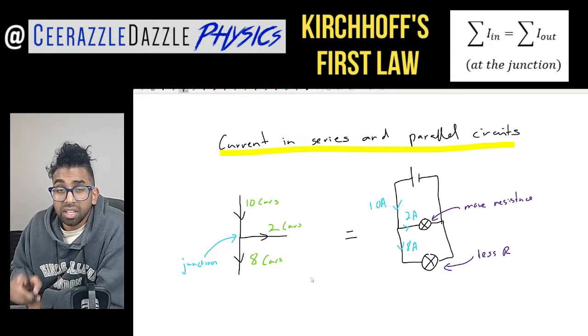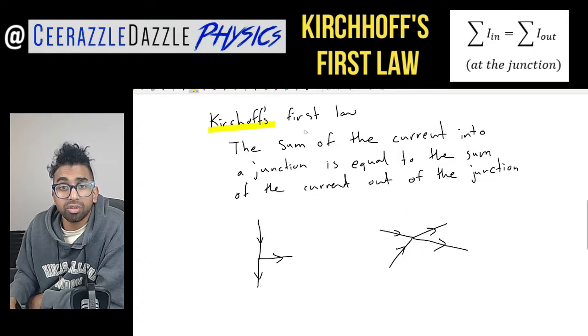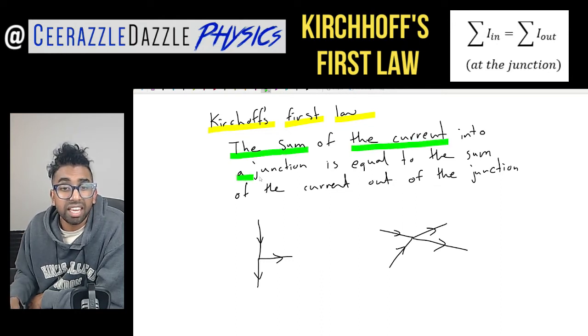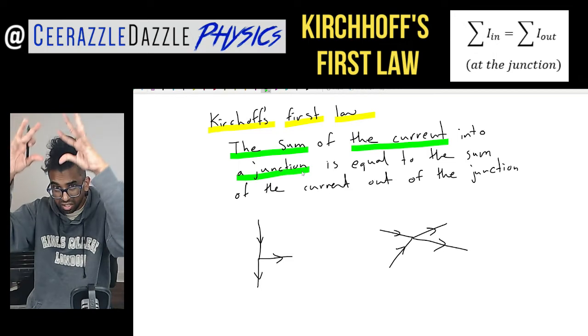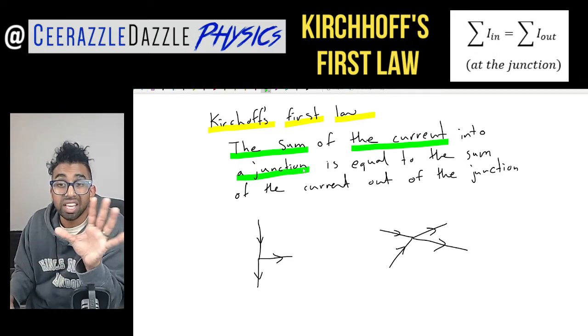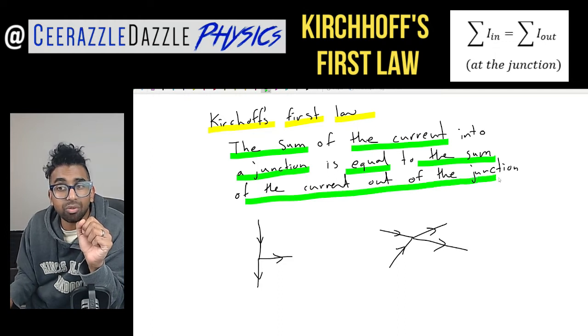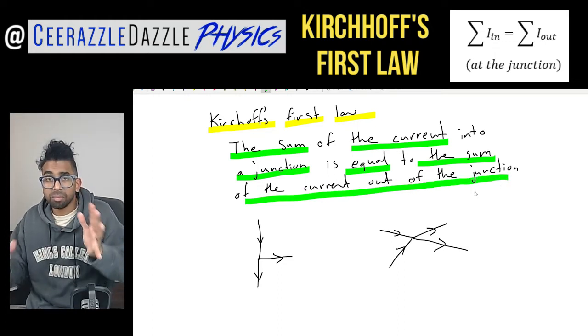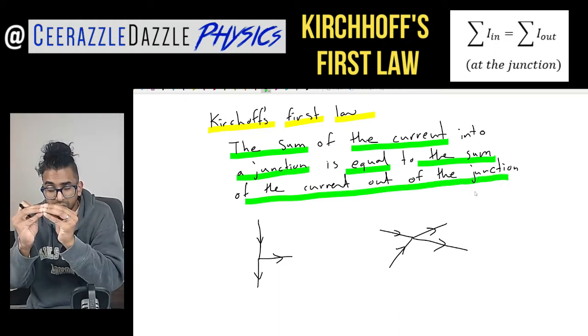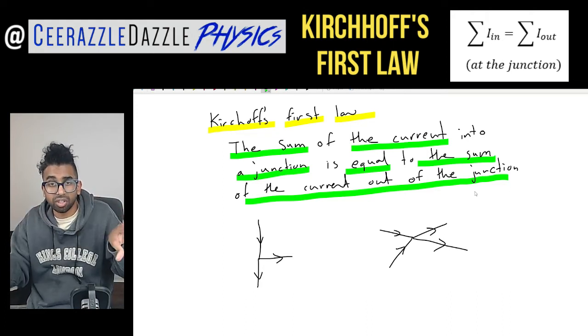Okay, now from here, this will lead us on to Kirchhoff's first law, which is the following. Kirchhoff's first law states that the sum of the current going into a junction is equal to the sum of the current out of the junction. So basically that means the total current going into a junction equals the total current leaving the junction, yeah?